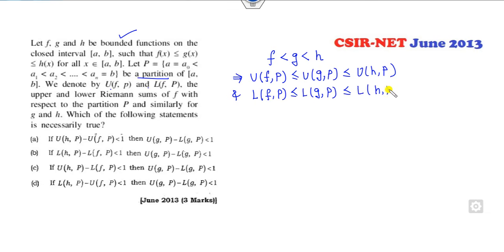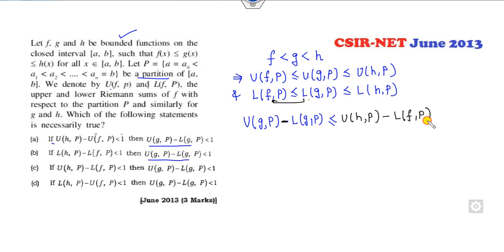Now look at that, what is your target? Given this condition, our target is to find this one, U(g), L(g), U and L. So what is U(g) minus L(g)? It is less than or equal to U(h, P). Because of this negative, I have to take this part, so it is minus L(f, g).